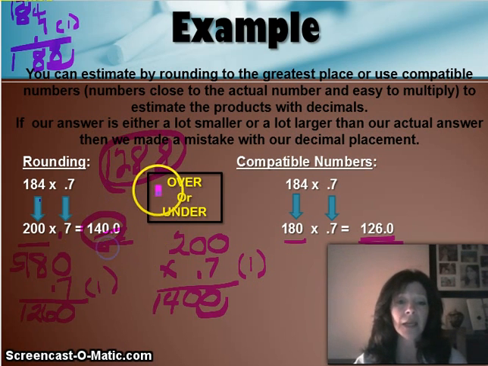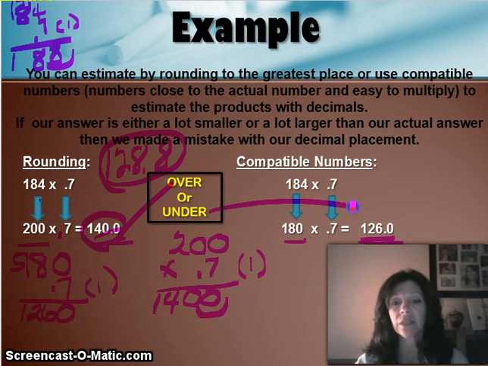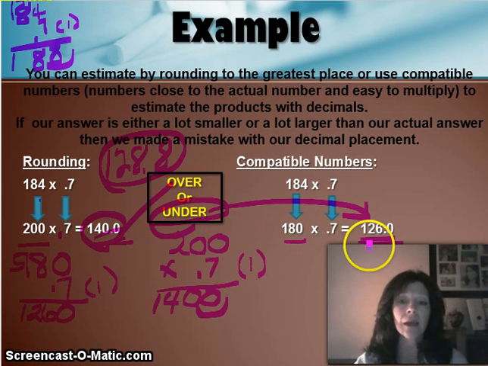My 140 answer is actually over. My compatible number answer is actually under, but it's very close to the actual number of 128 and 8/10. So my estimate is under, but it's very close, so it's not very far away. So that's a good estimate.